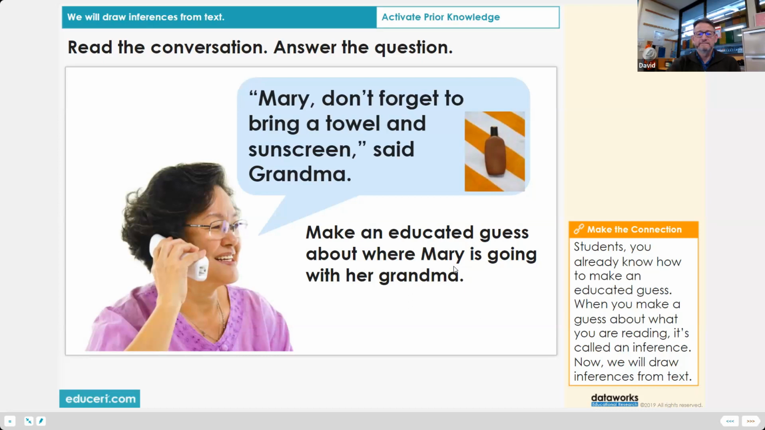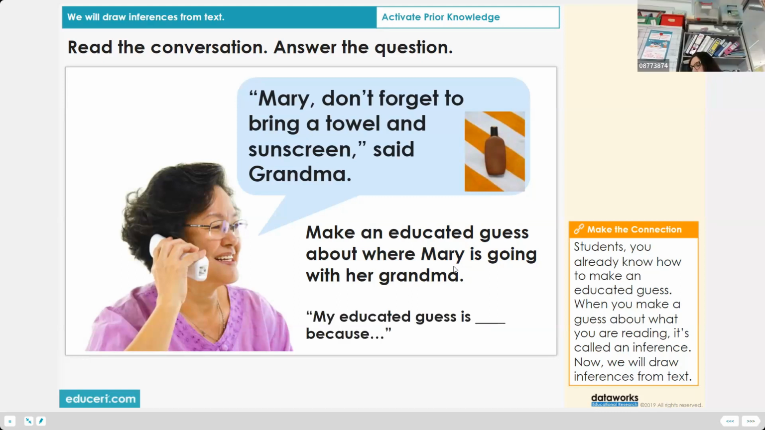Okay, on your whiteboards, write one word. Where do you think they're going? Okay, now, this is how you're going to answer the question. My educated guess is blank because. Let's read our sentence frame. Ready, go. My educated guess is blank because. Okay, turn to your partner and use your sentence frame and explain. My educated guess is because they need their sunscreen and a towel.